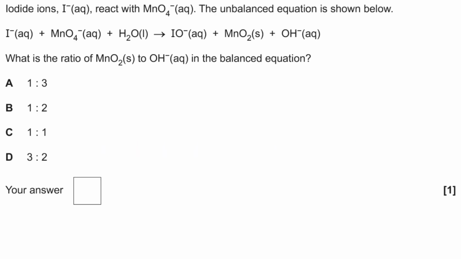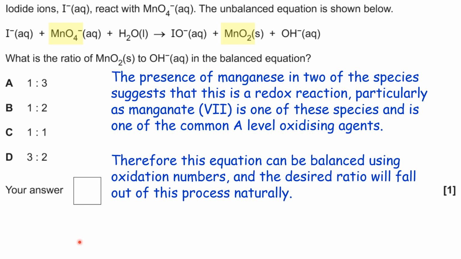So they tell you that iodide ions react with MnO4-, and it gives you the unbalanced equation, and they want the ratio of MnO2 to OH-. Both of these are found over on the right hand side here. So the fact that there's two manganese containing species would suggest that it's going to be a redox equation. The reason I say that is because manganate 7, that's this one over here, is a commonly known A-level oxidizing agent that most students and candidates will have come across when they've done redox titrations. So that's a strong hint that this is actually a redox reaction.